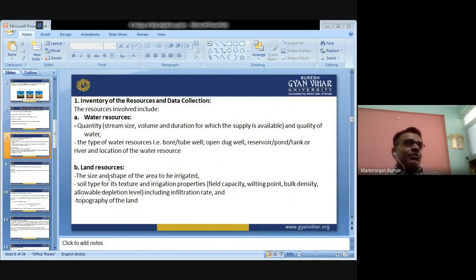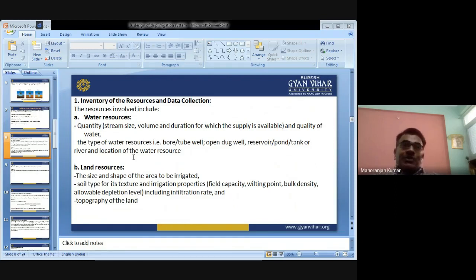These are the important data. First is the water resources. What is the quantity of the water resources: stream size, volume, and duration for which the supply is available, and also what is the quality of water. We should also know the type of the water resource, whether it is a bore well, tube well, open dug well, reservoir, pond, tank, or river, and the location of the water resource. So we should know before designing a drip irrigation system which type of water resource is available, whether it is an open water source or a closed water source.